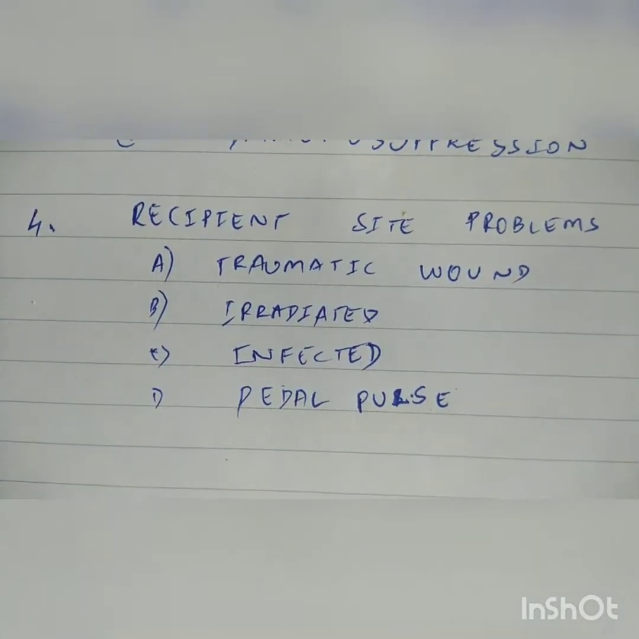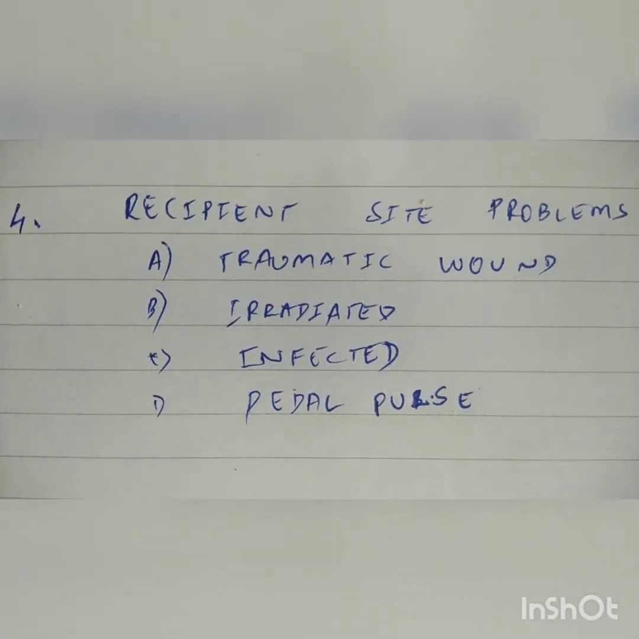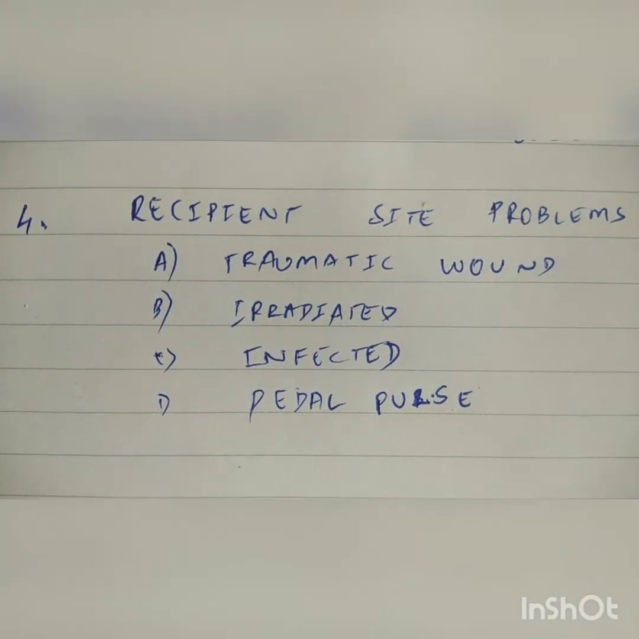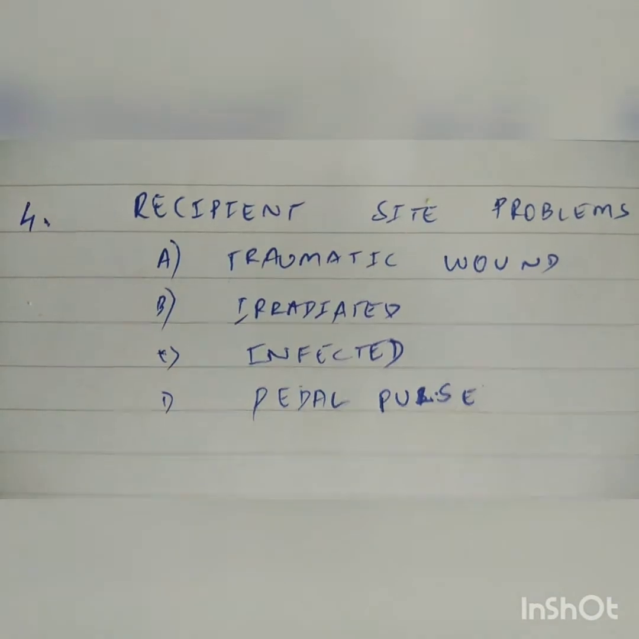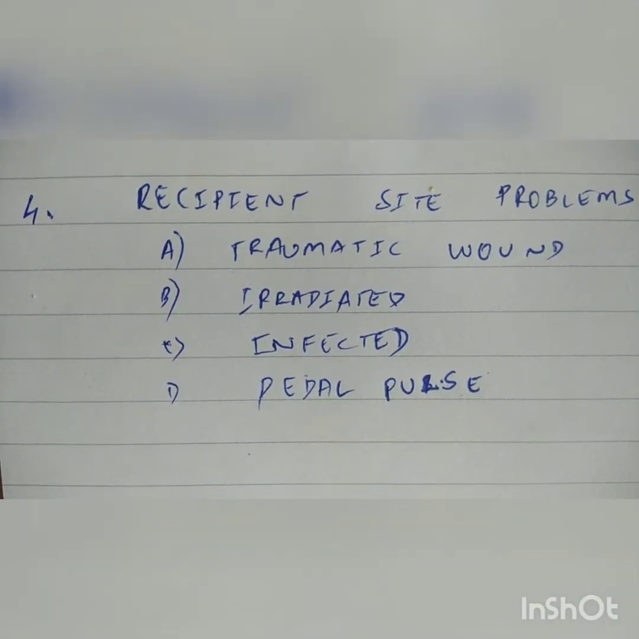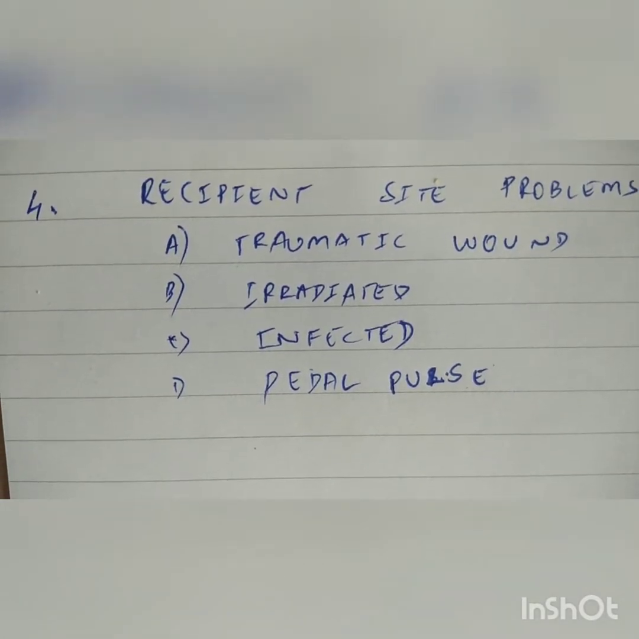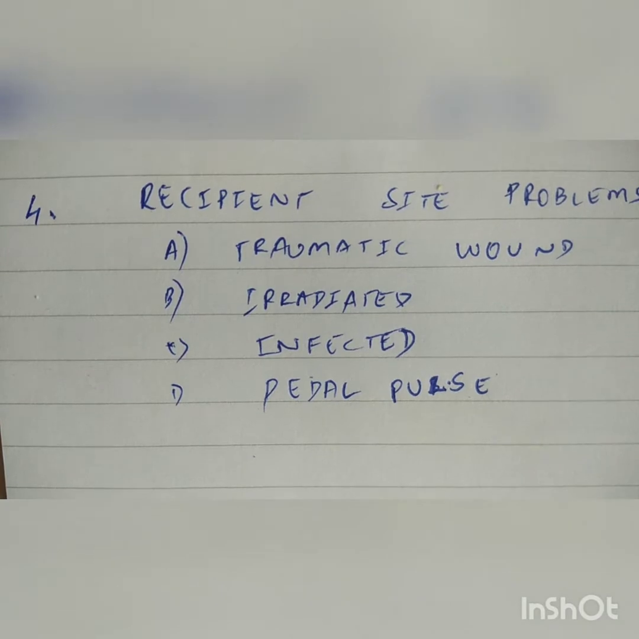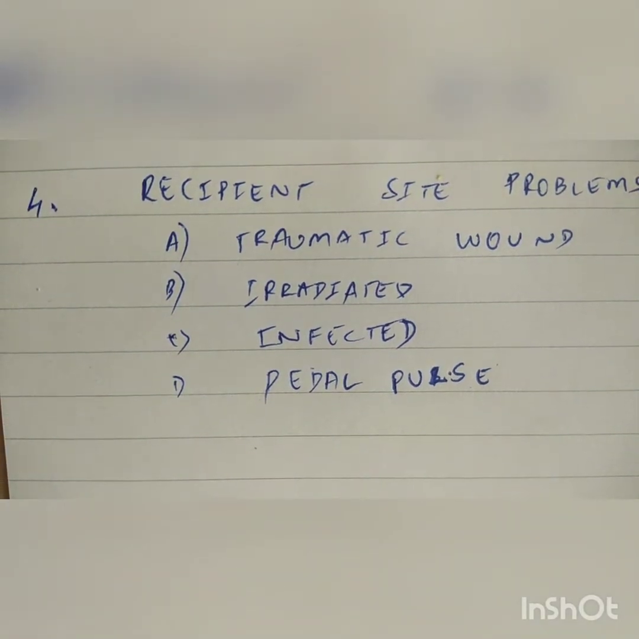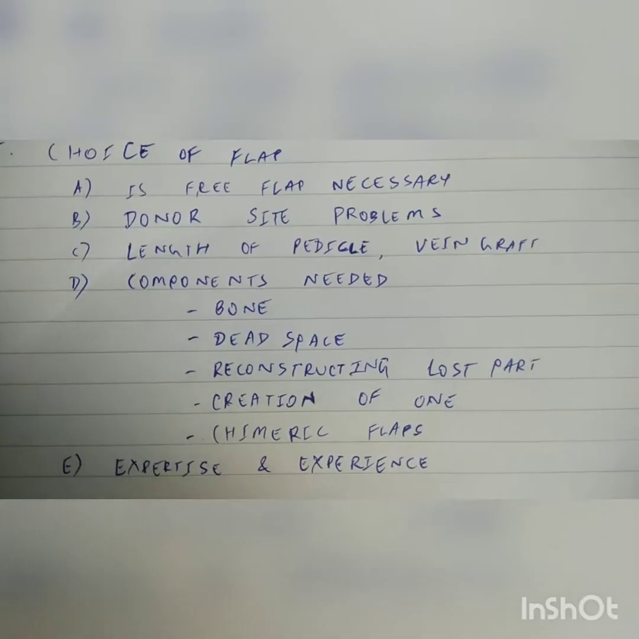Then pedal pulses. Sometimes we may see both pulses, dorsalis pedis and posterior tibial, may not be palpable. Do a handheld Doppler and see. Some patients may require an arterial angiography before planning. Even then, frankly, we may have to go for an end-to-side anastomosis. All this planning has to be done beforehand and not surprised on the table.